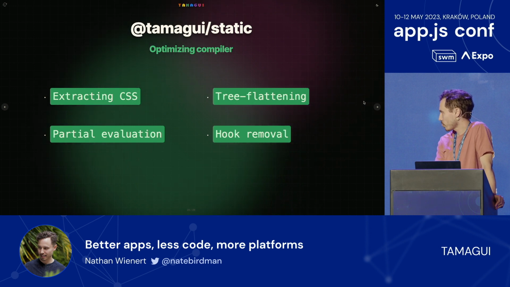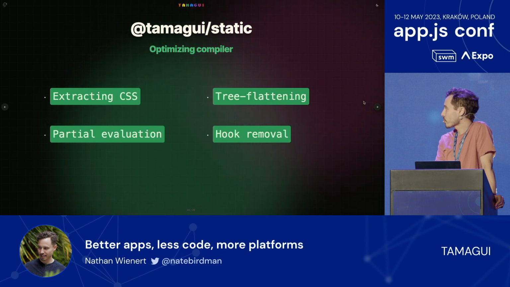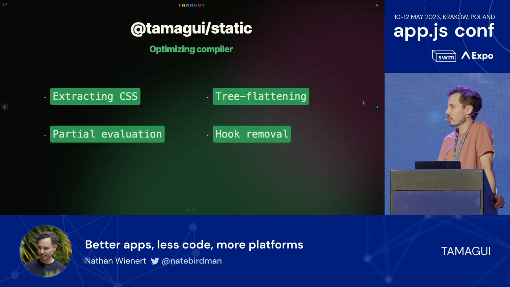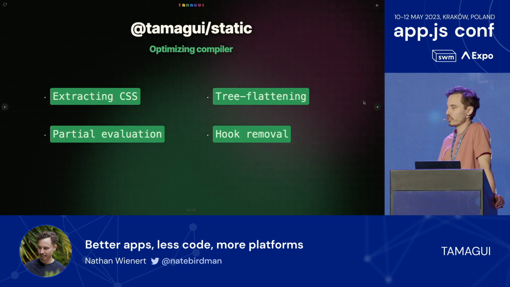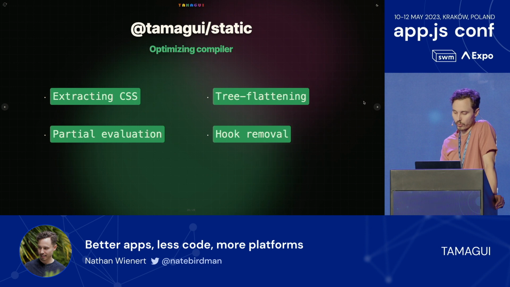And then hook removal, which I don't really have a slide for, but basically Tamagui has hooks for use theme and use media. And if you use those as values for your styles, it does a bunch of analysis to figure out, OK, these are just used for plain styles that we're going to generate CSS for. So we can just turn that into CSS and remove those hooks from your code to save you a bit of rendering time.